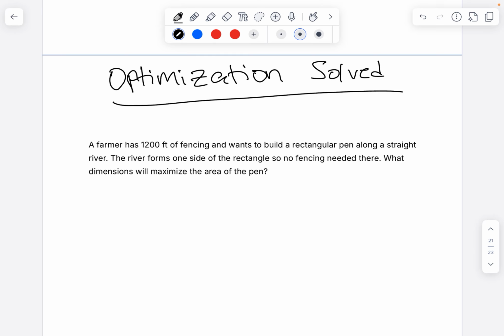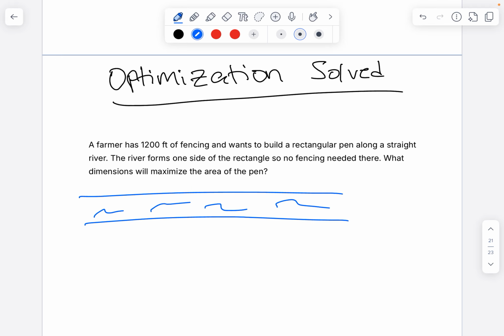So let's begin. A farmer has 1,200 feet of fencing and wants to build a rectangular pen along a straight river. The river forms one side of the rectangle, so no fencing is needed there. What dimensions will maximize the area of the pen? As always, let's start by drawing a picture. So we have our beautiful river.